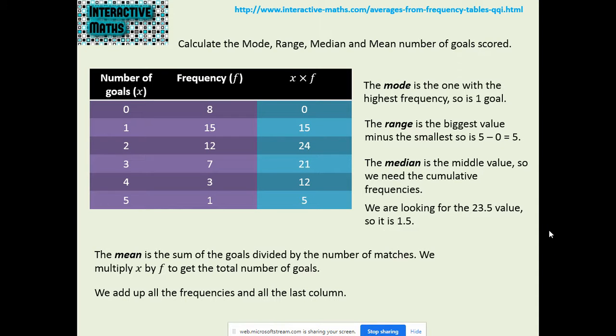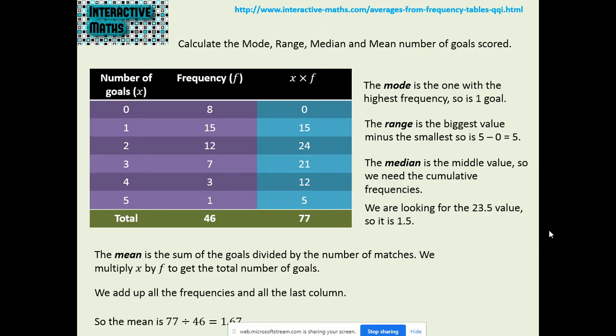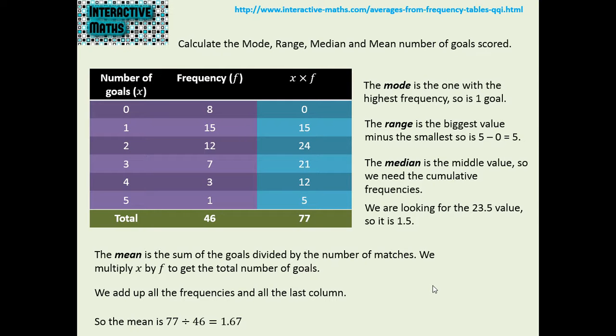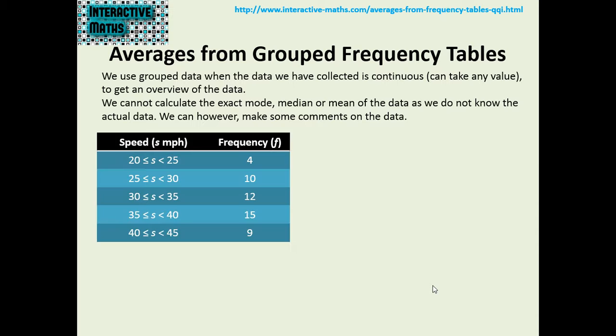So we add up all the frequencies and all the last column. The total frequency f is 46, and the total of x times f is 77. Once you've done that, it's fairly straightforward. The mean will just be 77 divided by 46, which is equal to 1.67. All right, and that's how you work out the mean. So that's averages from grouped data.